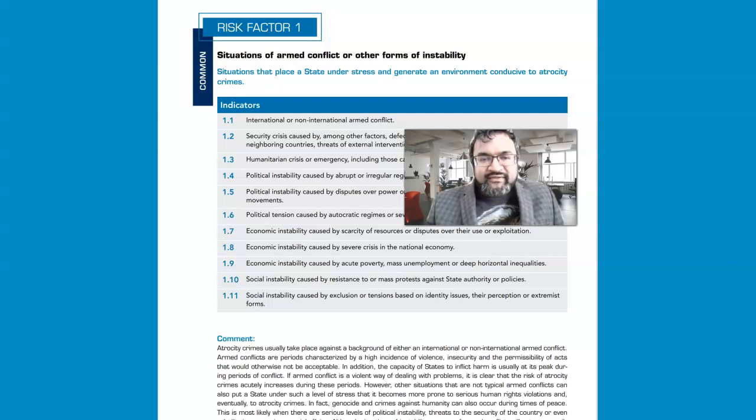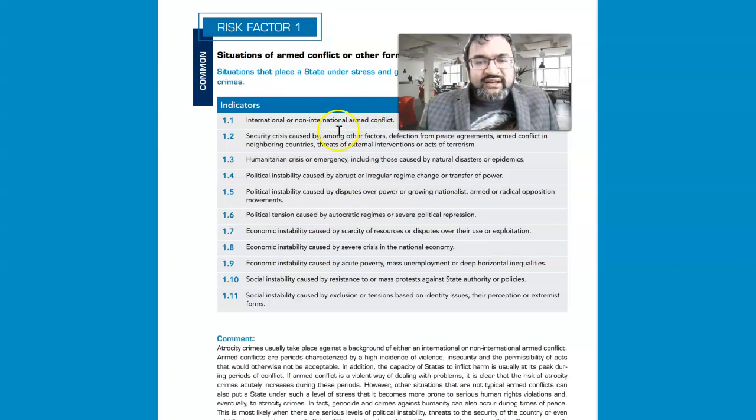So indicators for this risk factor: international or non-international armed conflict, security crisis. It's 1.2. Security crisis caused by, among other factors, defection from peace agreements, armed conflict in neighboring countries, threats of external interventions, or acts of terrorism. 1.3 humanitarian crisis or emergency, including those caused by natural disasters or epidemics. So if you have a destabilization through natural disasters, then the system is already weakened. And then you're faced with trying to grapple with the emergency that took place.